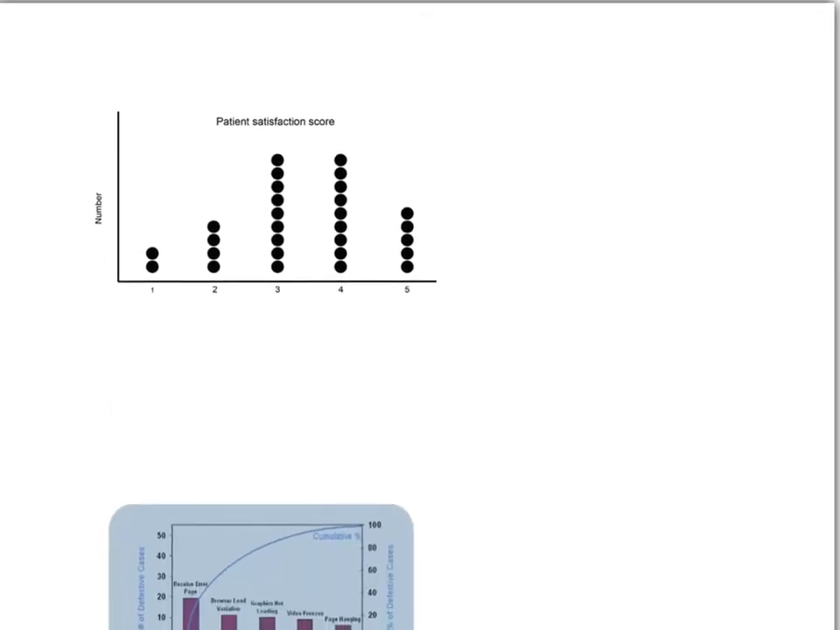Okay, so the next one's similar to a stem and leaf plot, but this is called a dot plot. If you look at it, I always think these are exactly like a histogram. It's just made with dots. The difference between this and a stem and leaf plot is that this one's for a patient satisfaction score. So it's really used when you have a lot of things repeated.